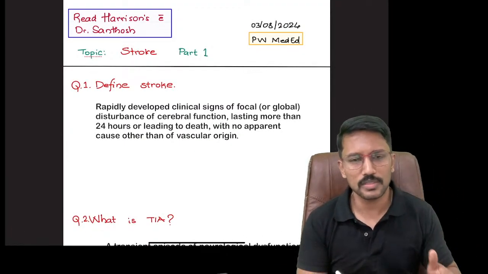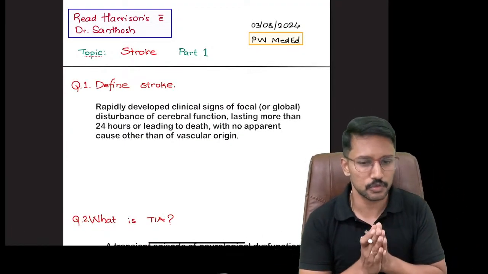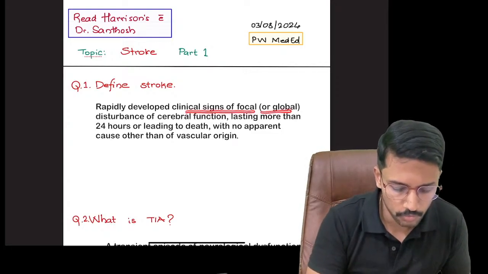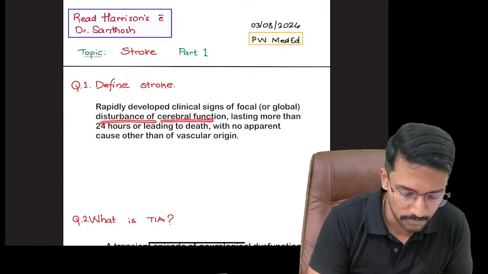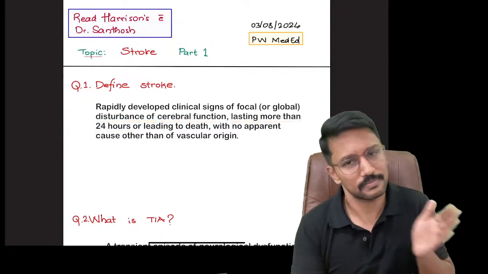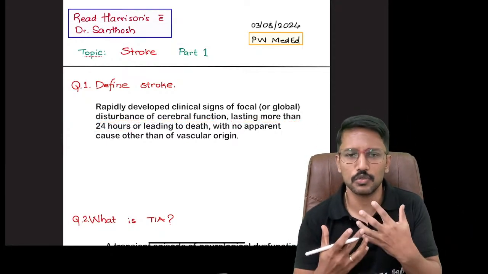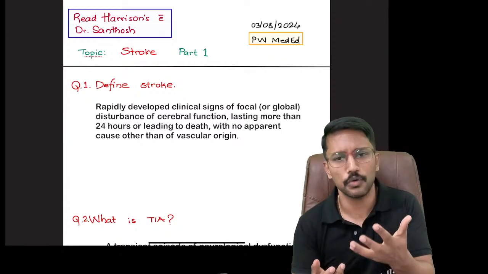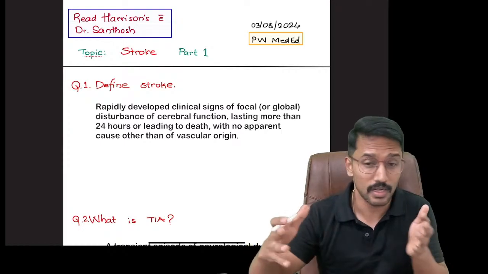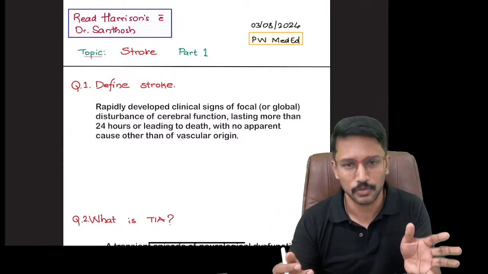Here what you see on the screen is the WHO definition of stroke, which says rapidly developed clinical signs of focal or global disturbance of cerebral function lasting more than 24 hours or till death. Because sometimes stroke can be so massive that the patient will die within a few hours. We can't say that because the patient has died and his hemiplegia is not lasting for more than 24 hours, he is not a case of stroke.